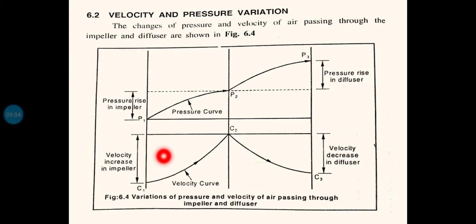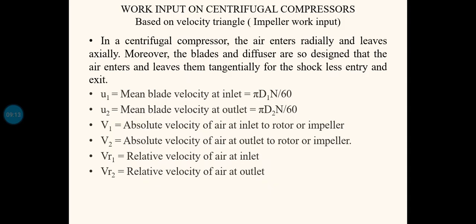But as far as velocity is concerned, there is an increase in velocity in the impeller, but in the diffuser the velocity is going to be decreased. Now we will move on to the important topic, that is work input to the centrifugal compressors. How much work is required for the operation of the compression of the centrifugal compressors?